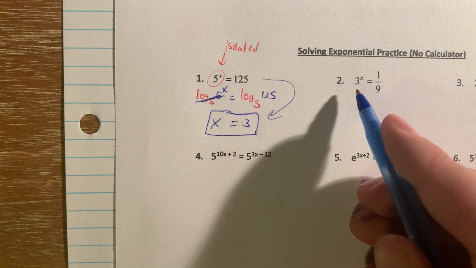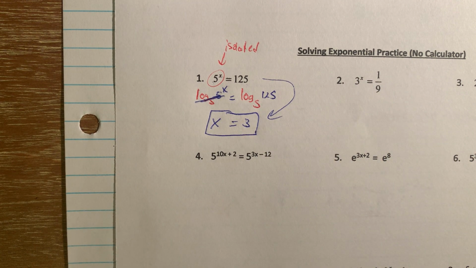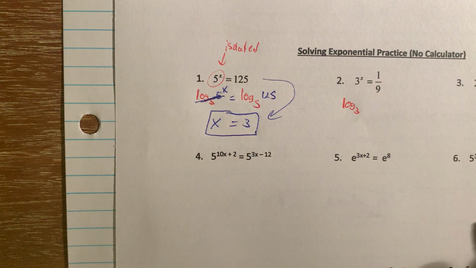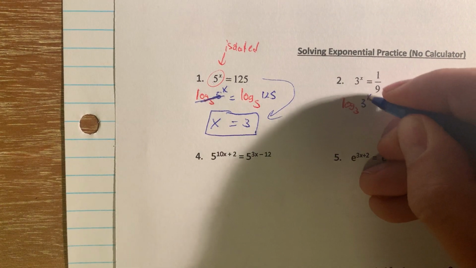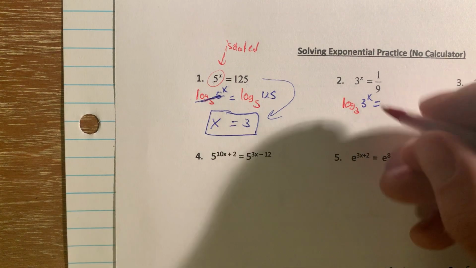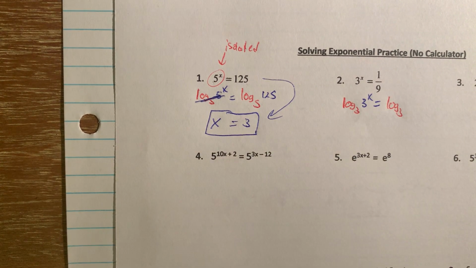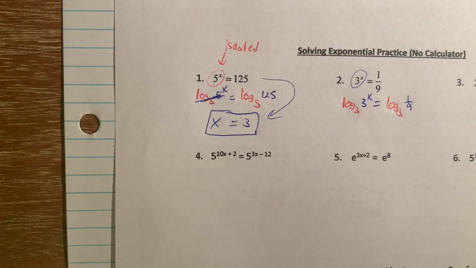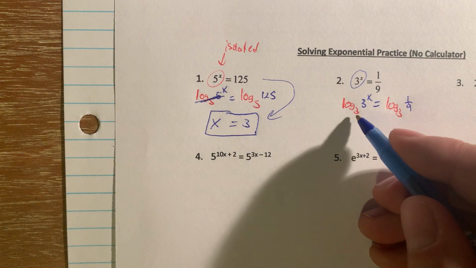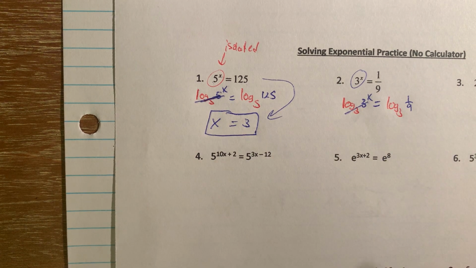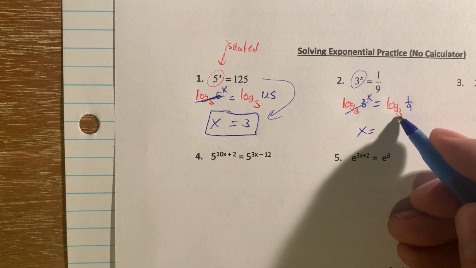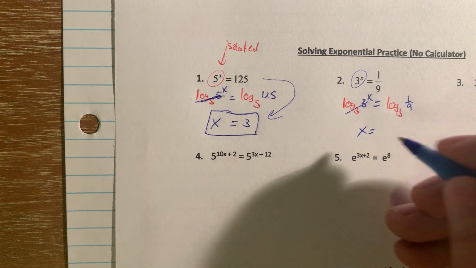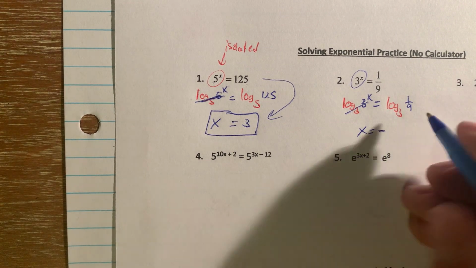Why don't you guys try this next one? 3 to the x equals 1/9. Hopefully you realize that you need to do log base 3 on both sides. So log base 3 of 3 to the x equals, you're doing the same thing to both sides. And we could do this because the exponential was already isolated. So that will cancel and we get x equals, we've got one of our special exponents. 3 to what power gets us 1/9? Hopefully we recognize that 3 to a negative power will be 1/9.